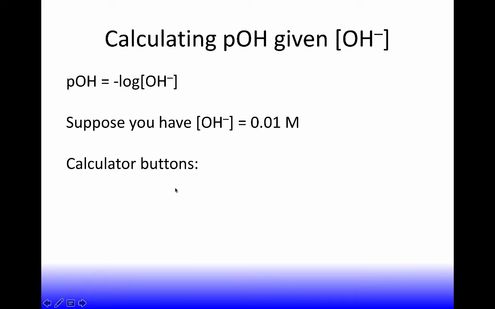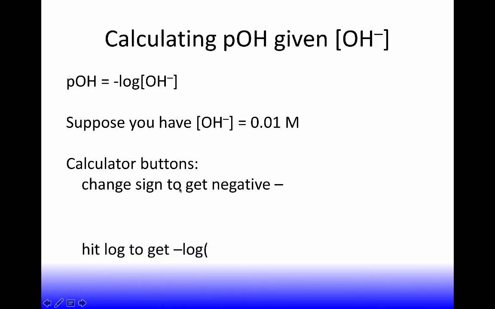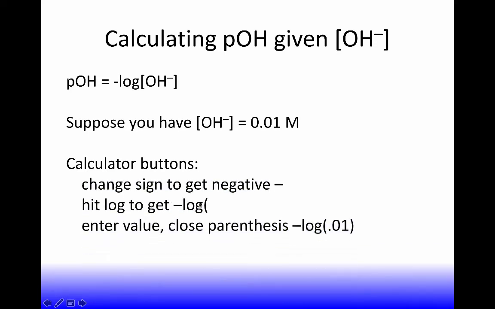What are our calculator buttons? We change sign, we hit log, we put in 0.01, and then hit enter, and you should get the value of 2. So basically it's the same process. You just have to pay attention whether it's hydroxide ion, which goes with pOH, or hydrogen ion, which goes with pH.